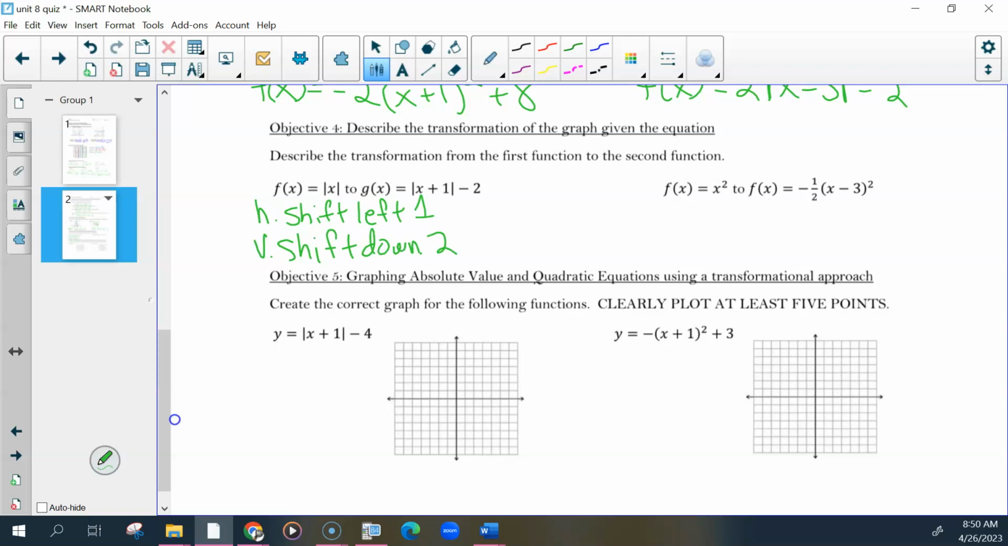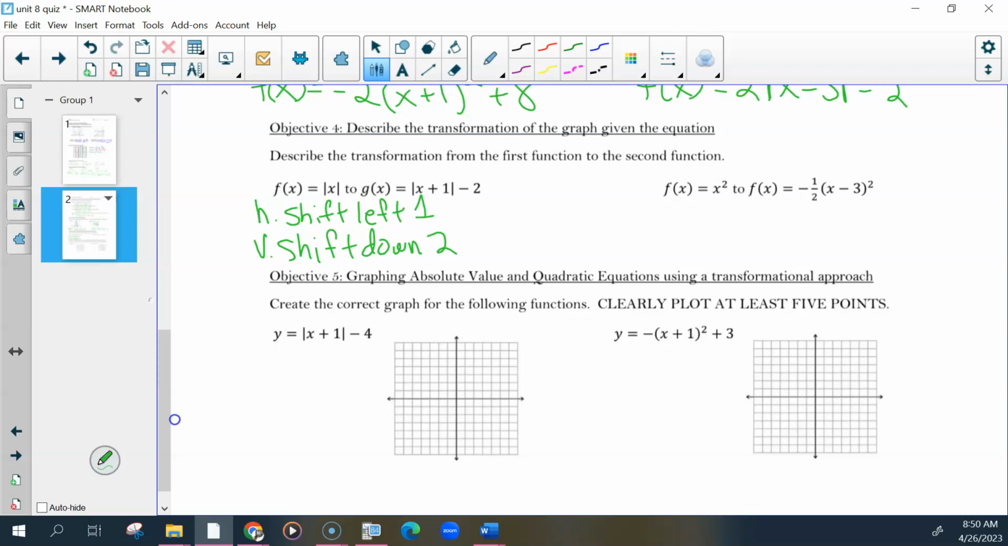You have to know what's on the inside is horizontal and what's on the outside is vertical. You have to tell what type it is, horizontal or vertical, what type of transformation it is, the direction, and the number. Any of those missing will result in missing points. So that one was worth 2. Questions on that one?